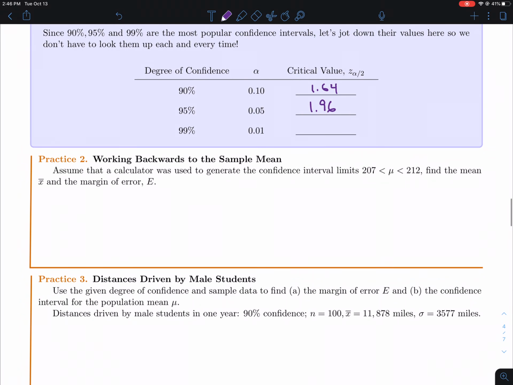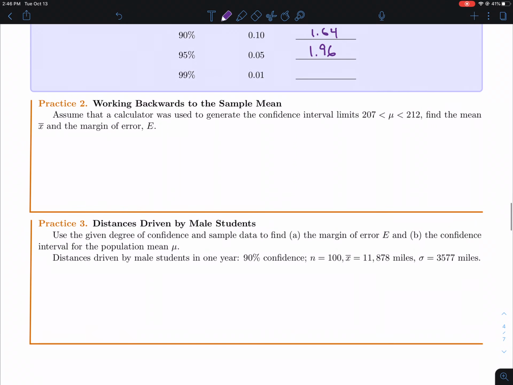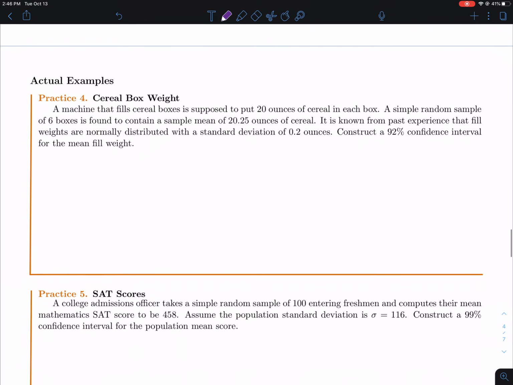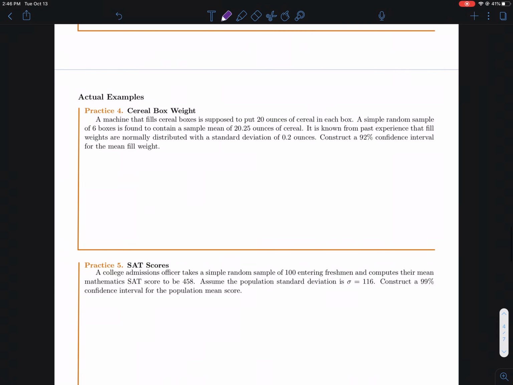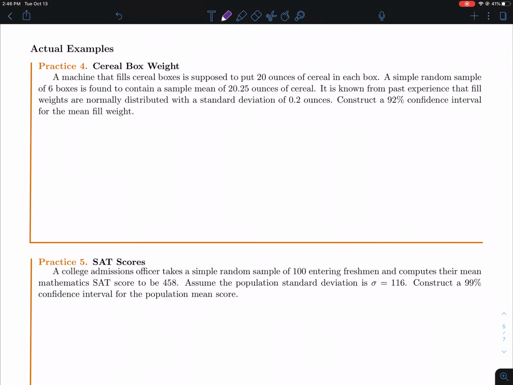And then I've got you doing the same thing like practice 2, practice 3. This is just kind of playing around a little bit with the rules and stuff. So try those on your own. See how you do. If you get stuck on anything, just kind of let me know. And then practice 4, 5, and 6. These are actual examples, like full blown. So again, try these guys on your own. Let me know if you have any questions or if you come up with any problems or anything like that.